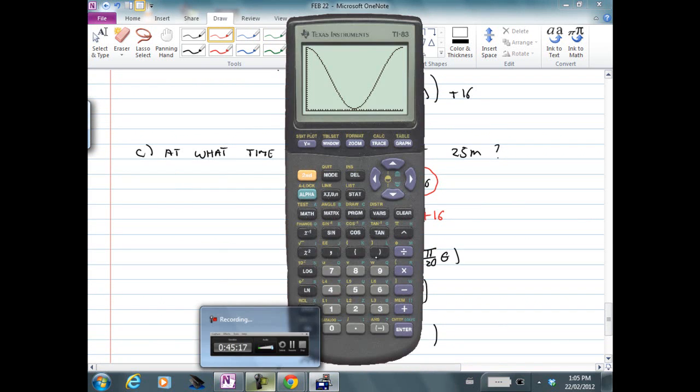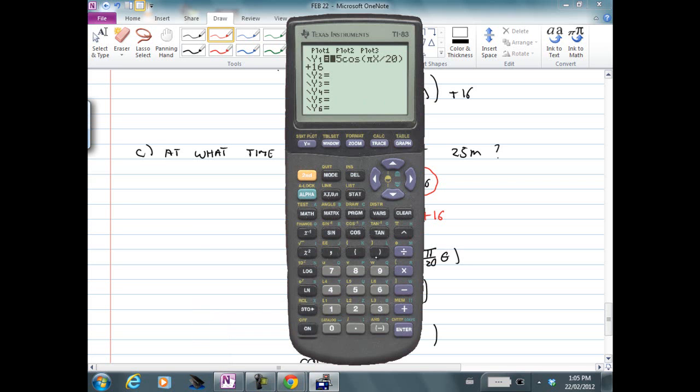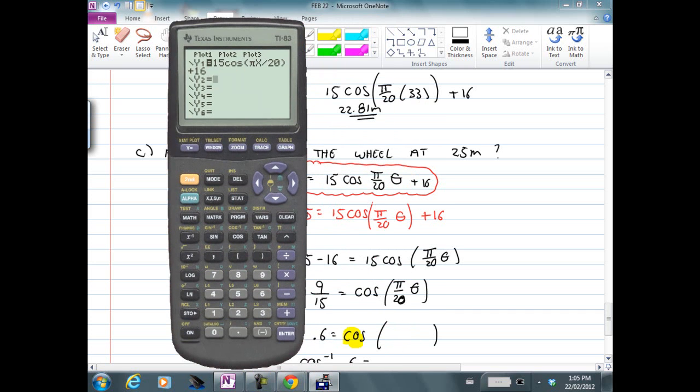Under y2, I want you to plot in 25, because I want to know when it hits 25 meters. Hit 25 and hit graph right now. It will draw a vertical line. This line represents 25 meters. So take your little arrow key, and you get a little cursor. Move to the first intersection and see where it hits.